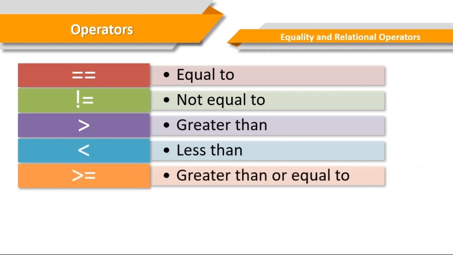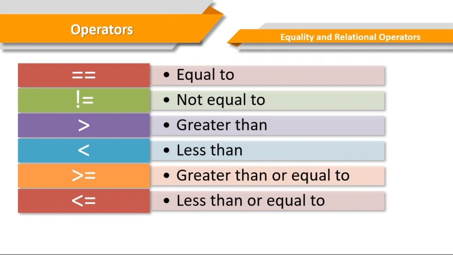Now here's the greater than or equal sign. This operator checks to see if the value of the left operand is greater than or equal to the value of the right operand, and if yes, then the condition becomes true. And less than or equals, well, this operator checks if the value of the left operand is less than or equal to the value of the right operand, and if yes, then the condition becomes true. Alright, so that's the basic outline.